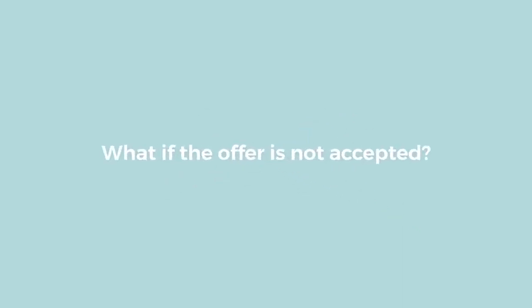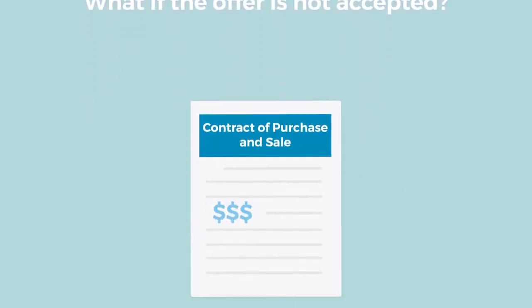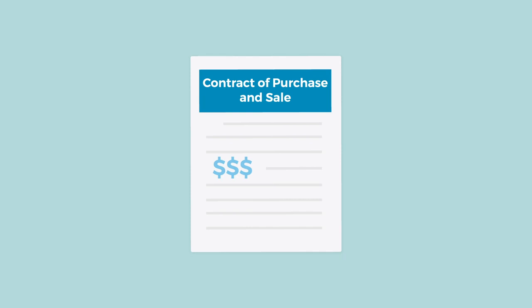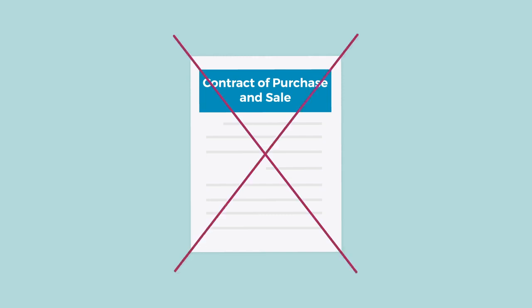What if the offer is not accepted? During negotiations, if a party does not agree to the terms presented to them, they may choose to alter the terms and present a counteroffer back to the other party. The parties may continue to exchange counteroffers until the parties either reach an agreement or the offer expires. If the parties do not reach an agreement or the offer expires, a binding contract will not be formed, and neither party will have any obligation to the other.